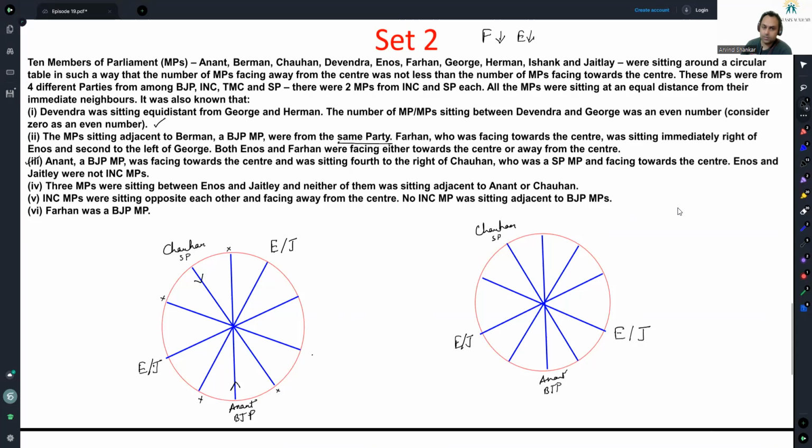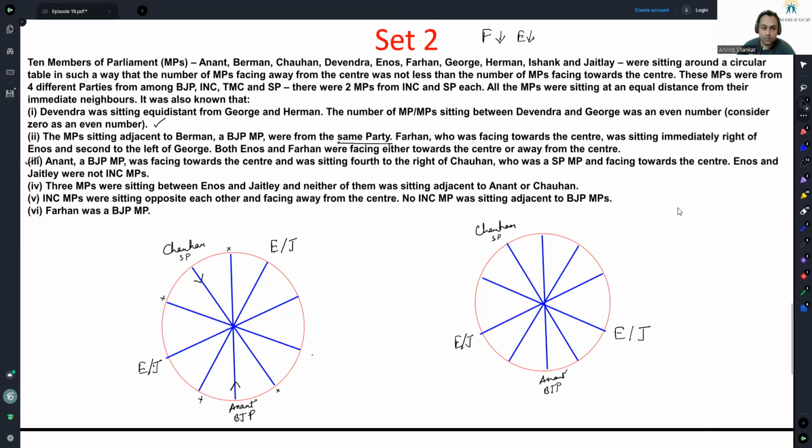Enos and Jaitley cannot come here. No other possibility. If it was here, then it will be coming to this place. It cannot come to Anant. If it was here, it would be next to Chauhan. If it was here, it would be next to Anant. If it was here, Enos Jaitley. So all cases covered. Yes.